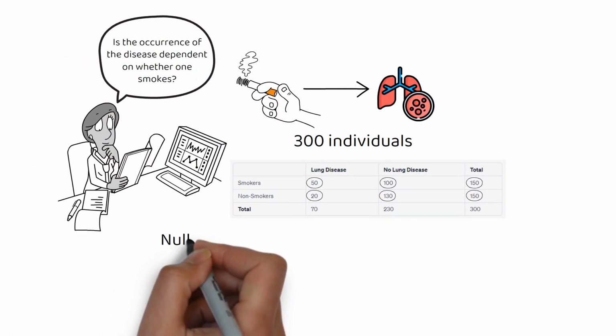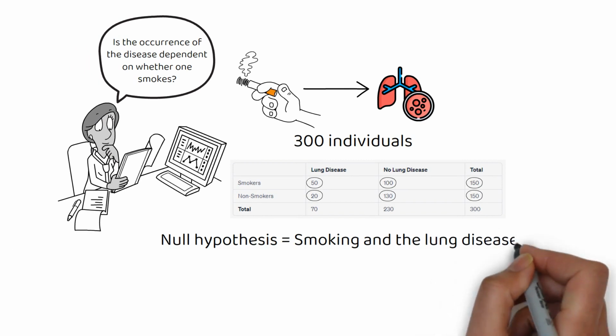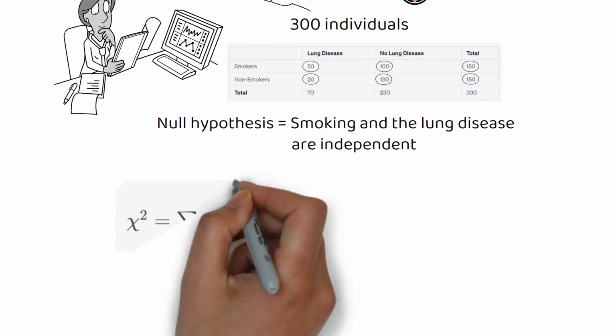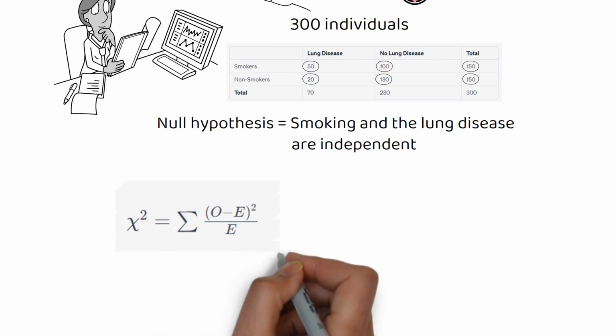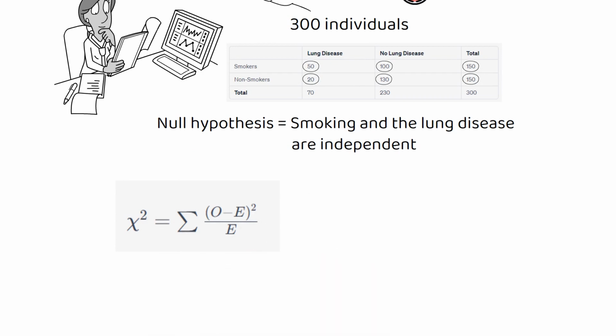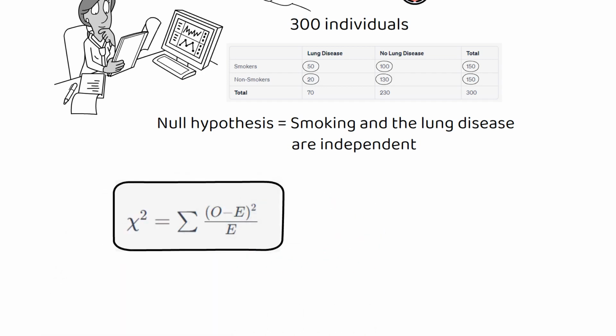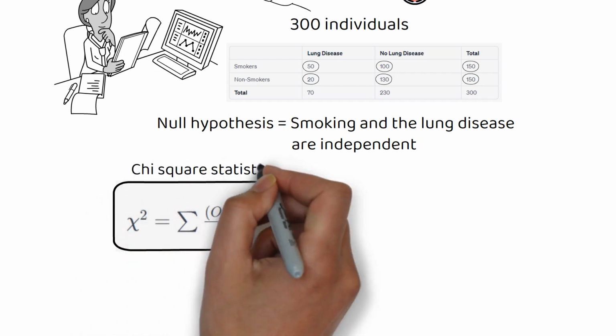The researcher would set up a null hypothesis stating that smoking and the lung disease are independent. Using the chi-square formula, they would compute the expected frequencies under this assumption and then calculate the chi-square statistic based on the observed frequencies from the table and the expected frequencies. The formula for determining the chi-square statistic, written as an x with a flourish to the second power, is this. For each value, you take the difference between the observed frequency and the expected frequency, square that difference, and divide it by the expected frequency. Add them up together and you have your chi-square statistic.